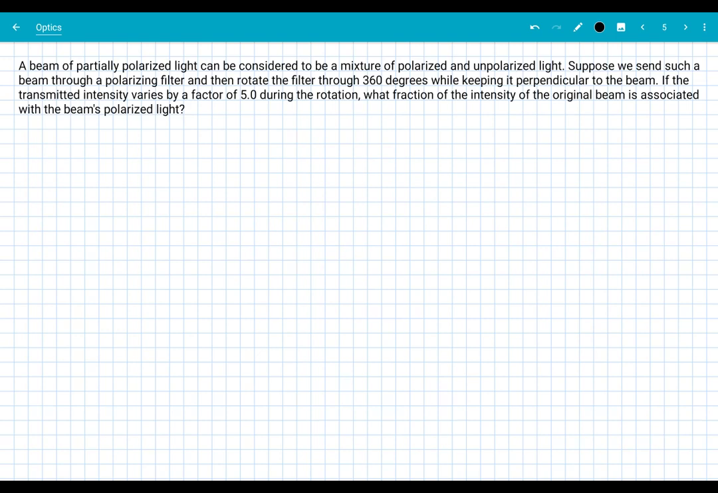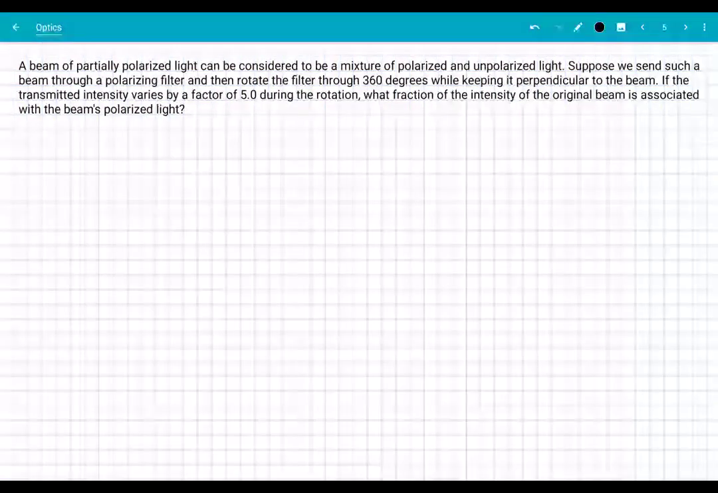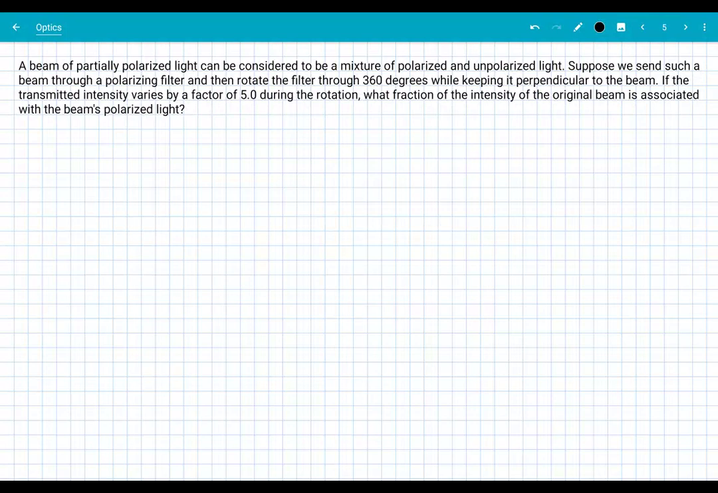Light can be polarized just by reflecting off of a surface, say. This is why polarized sunglasses are often used by people that work on the water, because that light that's reflected off the surface of the water becomes polarized. So polarization can occur just when light interacts with matter. And so it is often the case that we'll have some mixture of the two.